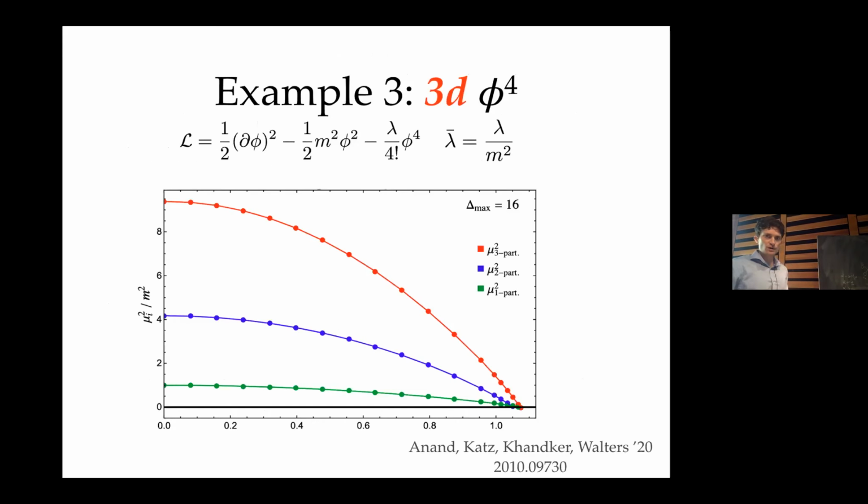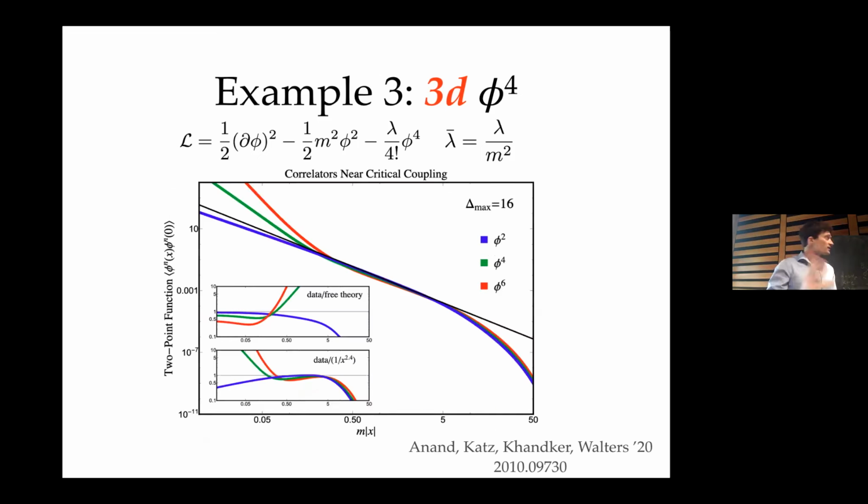Let me just show you a couple of results that they got. The first one I wanted to show you is the spectrum of the theory as a function of coupling. Here I'm showing you the gap for the 1 particle, 2 particle, and 3 particle states, in green, blue, and red respectively, as a function of coupling. As you crank up the coupling, eventually the gap closes, and that's where you hit a critical point. The fact that all 3 lines hit 0 at the same point is non-trivial. That's not automatic, so that's a non-trivial check.